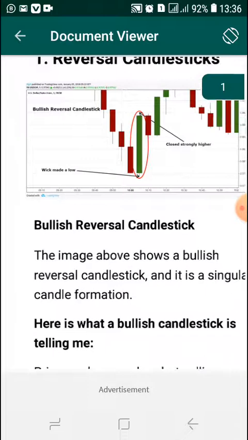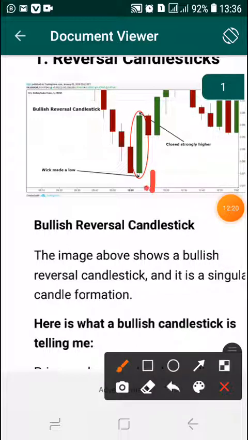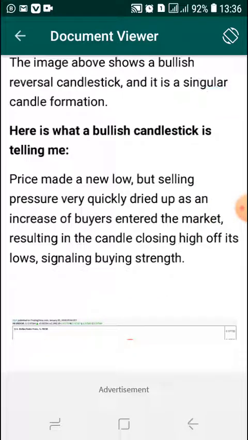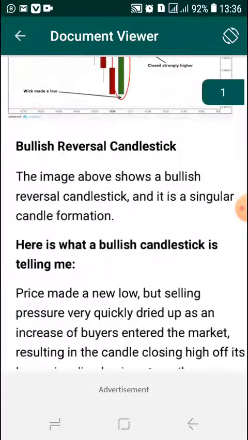As you can see, when this candlestick opened, there were sellers pushing this market to go down right here. But after just a little bit of movement, the majority of the buyers came in and pushed the market to go up at that particular time. So this resulted in the candle closing higher off its lows and signaling buy strength.